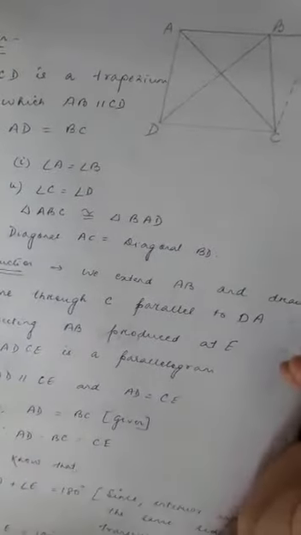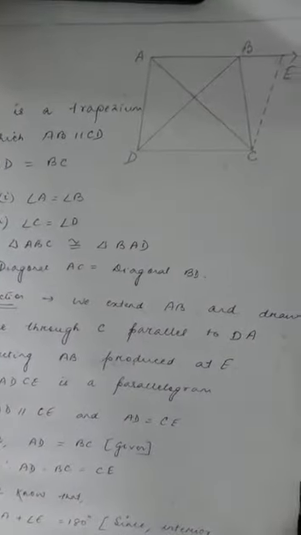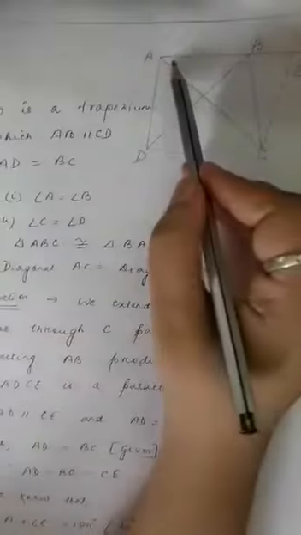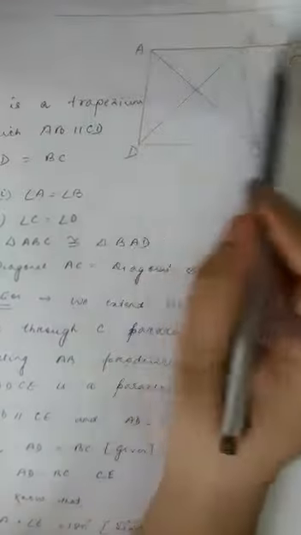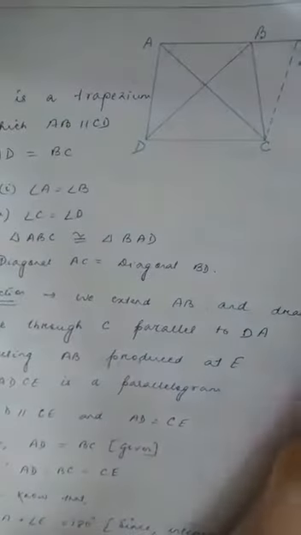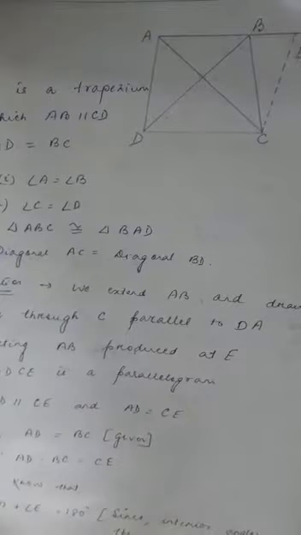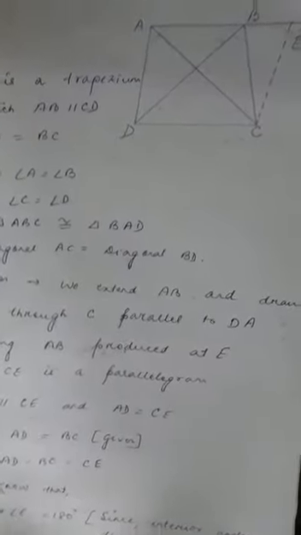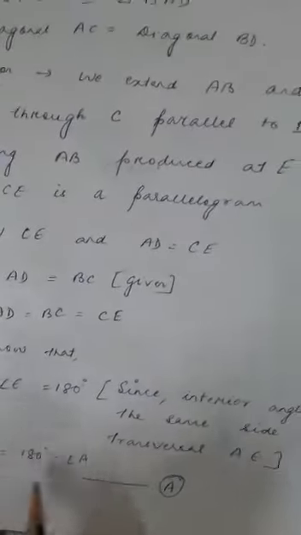Now, we know that the sum of the interior angles on the same side of the transversal is equal to 180 degrees. So angle A plus angle E is equal to 180 degrees, because of the transversal AE, these are the interior angles. So from here, angle E is equal to 180 degrees minus A. Keep this as equation number 1.